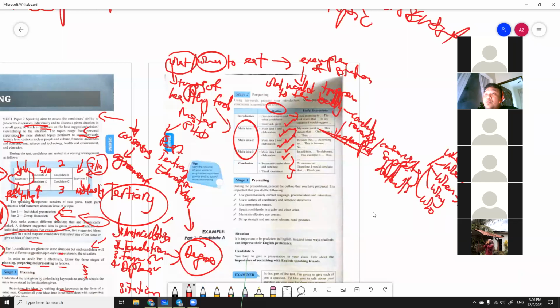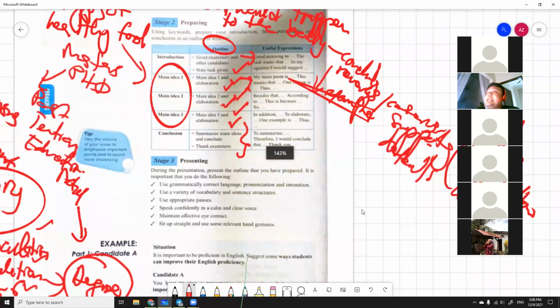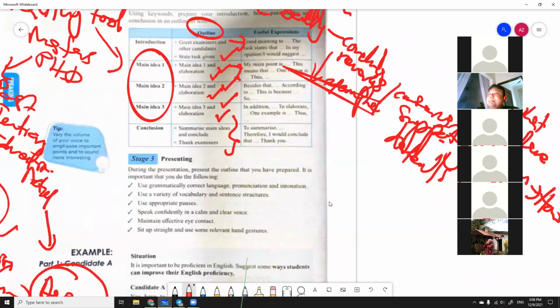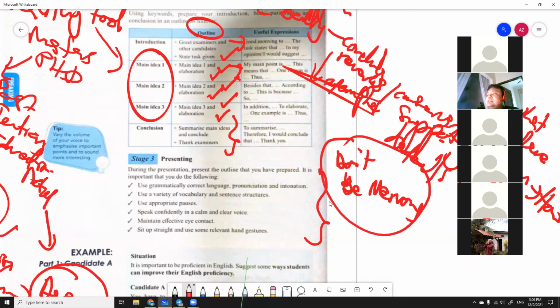Now, once you are done with your preparation of your main ideas and elaboration, this is when you are going to present your ideas. When it comes to your turn, please make sure what you should do while presenting. Number one, don't be nervous. Whatever it is, don't be nervous. How to make sure you don't be nervous? Practice a lot.